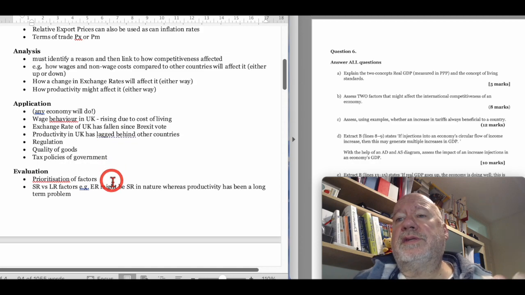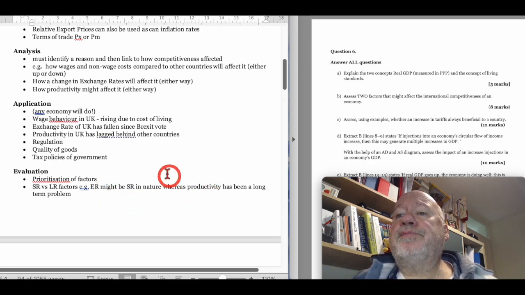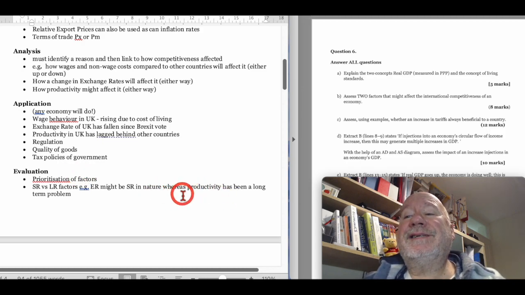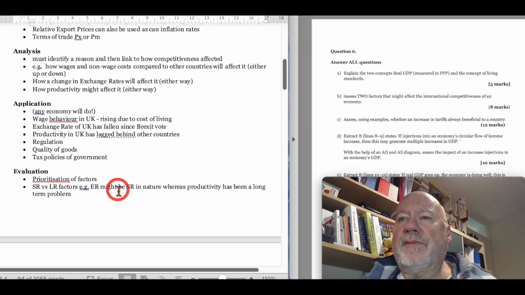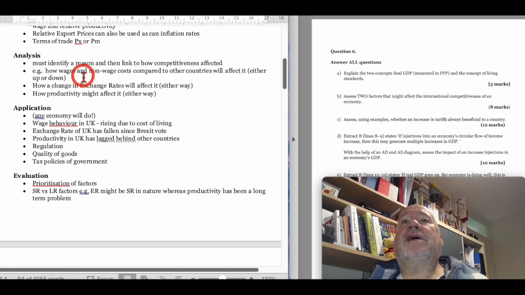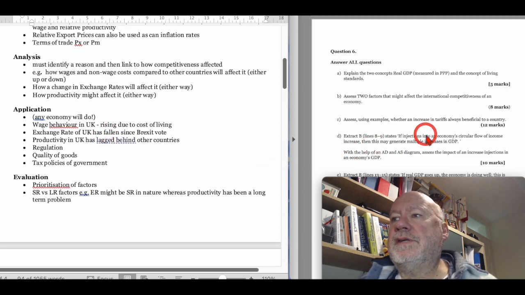This is an important one, this is the least important one, but you could also talk about short run, long run. You could say the exchange rate might in the short run affect competitiveness, but productivity is a long-term problem, and that's going to have a bigger effect in the longer run, something of that nature. Or you might evaluate by saying wages might go up in one country, but they're also likely to go up in another country because of the cost of living, and so therefore relative wages are going to stay the same. Any sort of evaluation is needed for these little 8 markers.